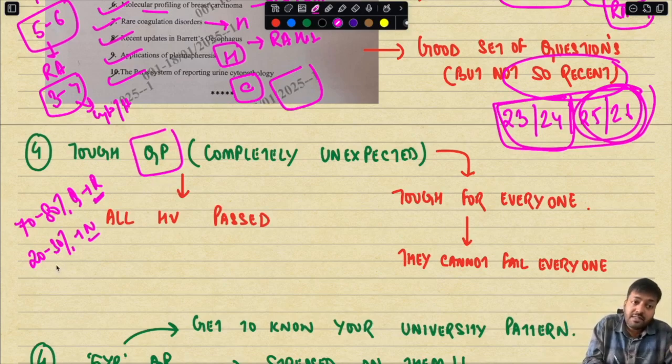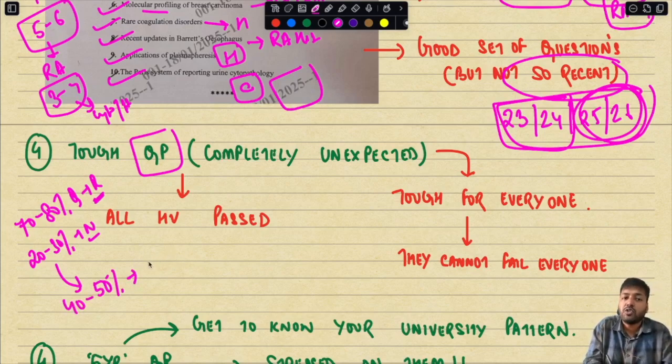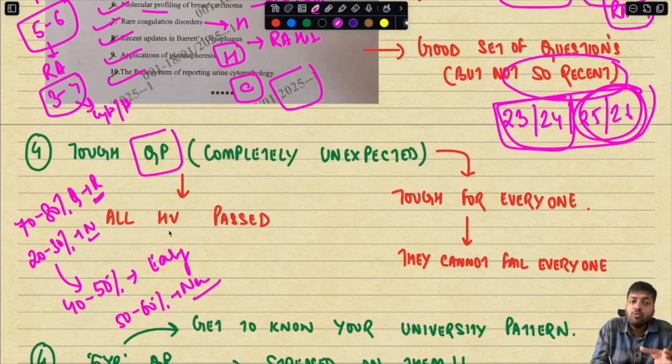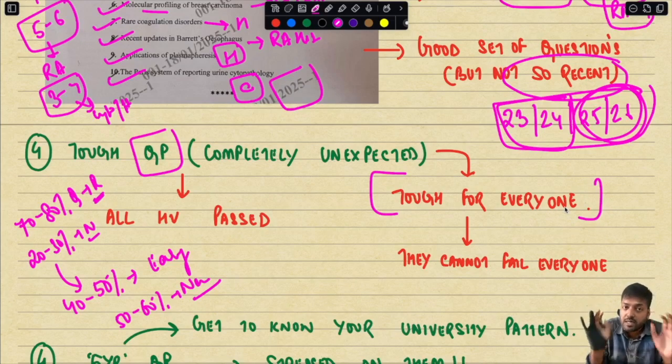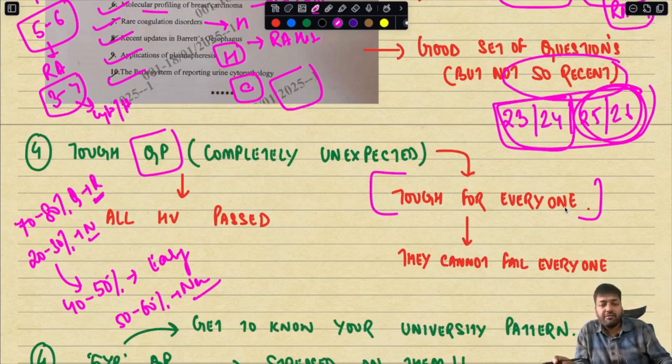But sometimes only 40% to 50% of the questions are easy, and the remaining 50 to 60% are new. But remember one thing: if it is out of the box, it is out of the box not only for you. It is tough not only for you, it is tough for everyone. So they cannot fail everyone. In that scenario, they would have to fail everyone sitting for the exam. They cannot do that.